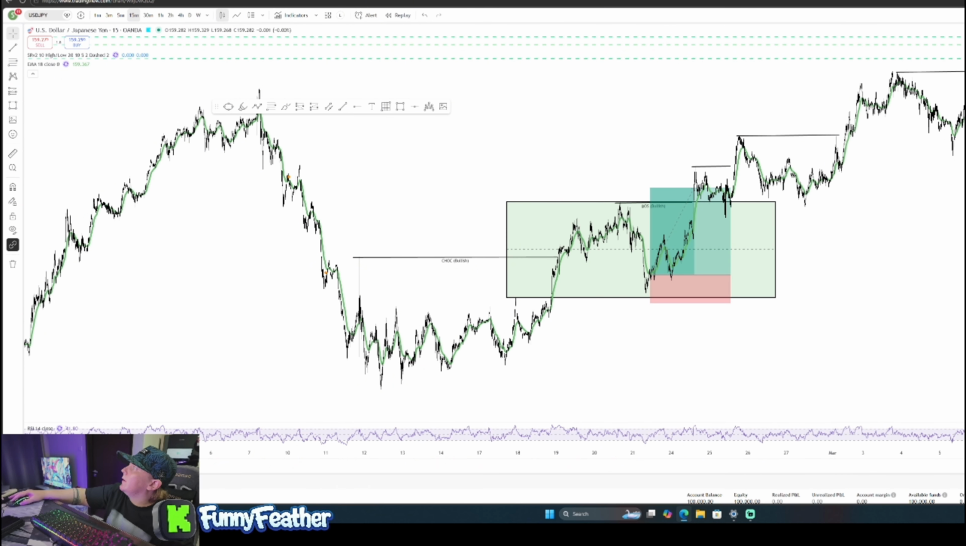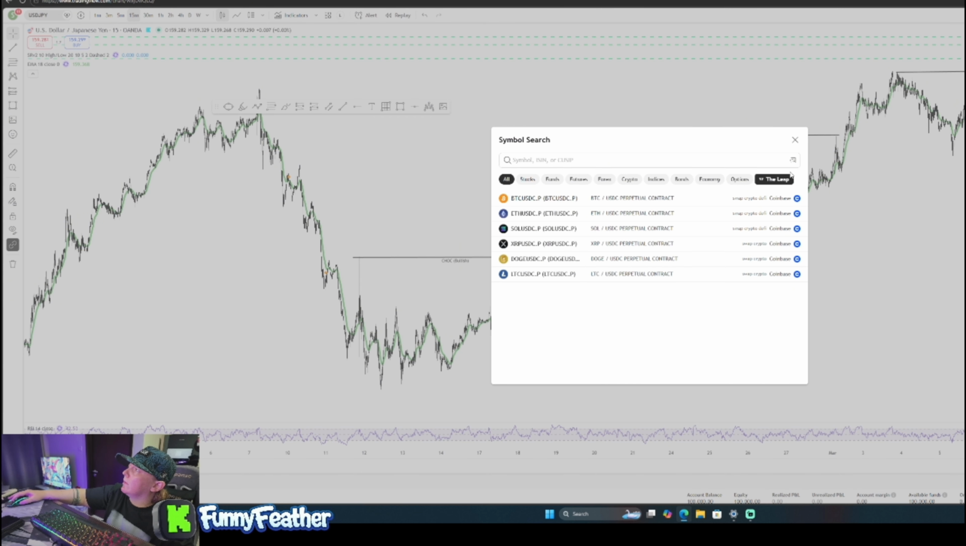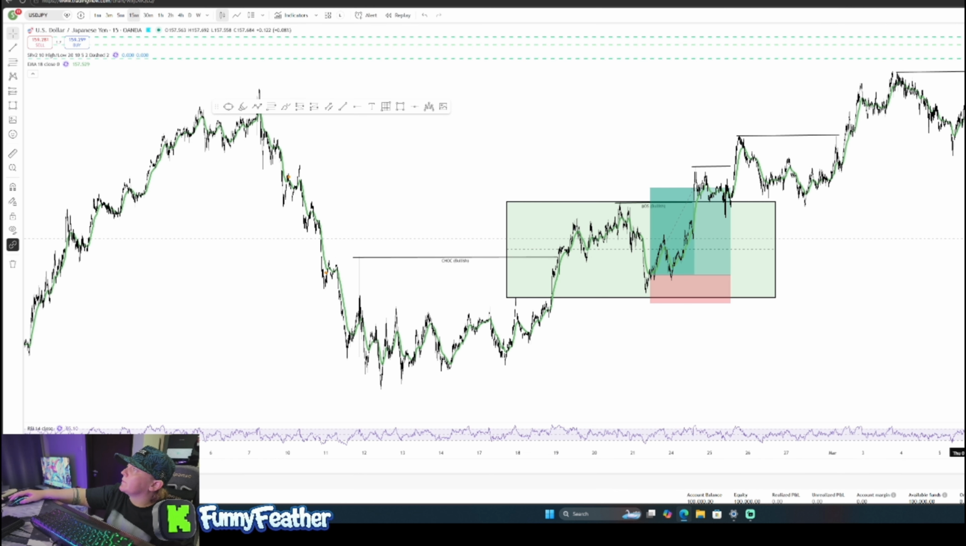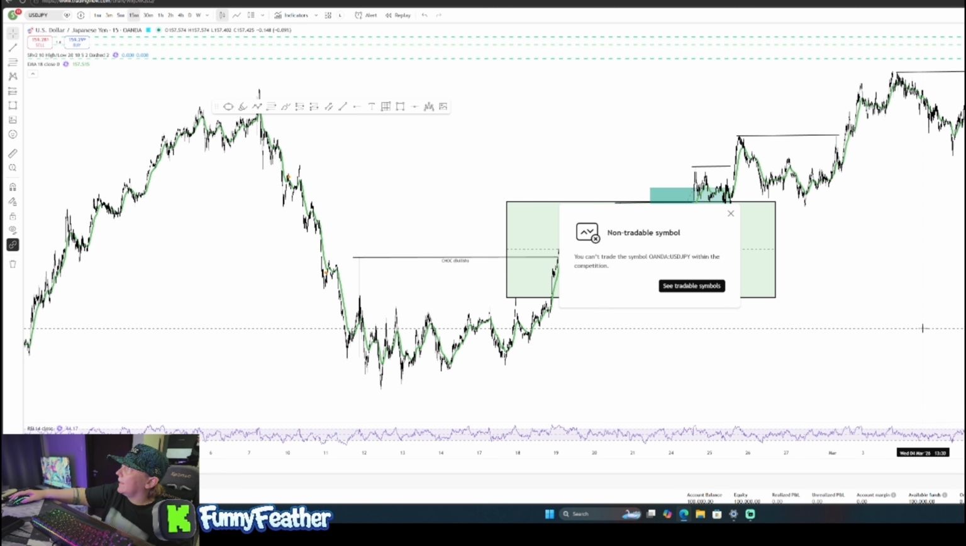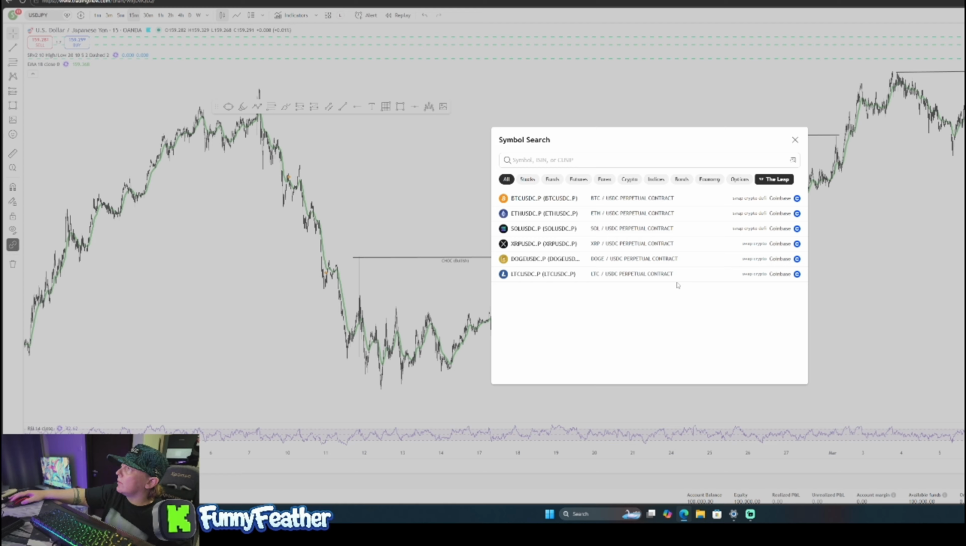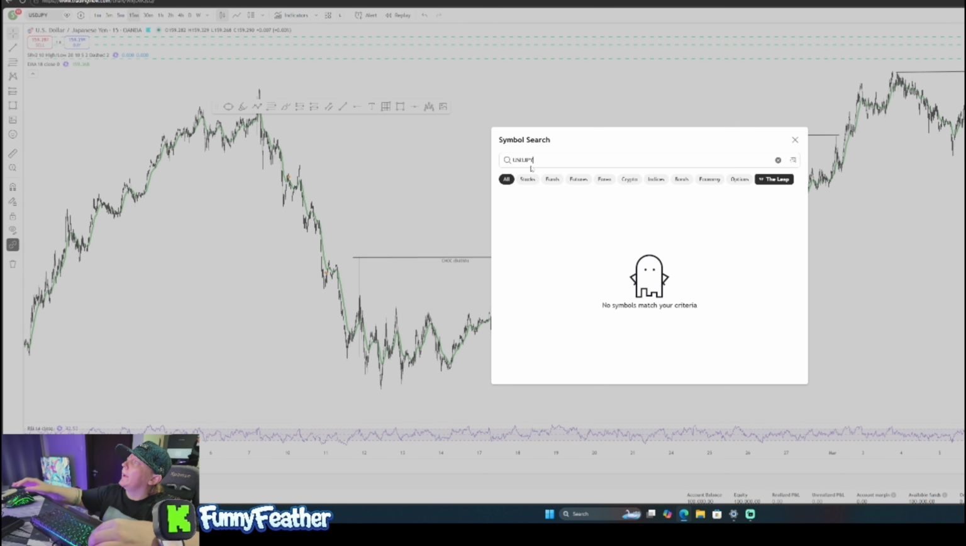Trade. No trade symbols. Okay, USD JPY. No tradable symbols. See trading symbols. Okay. Now, because we have something open, we can say we want here. We can click on the plus sign and we can say buy 1K. Tradable symbols. Why is it not tradable? Maybe I have to find a different one. USD JPY. Like this.